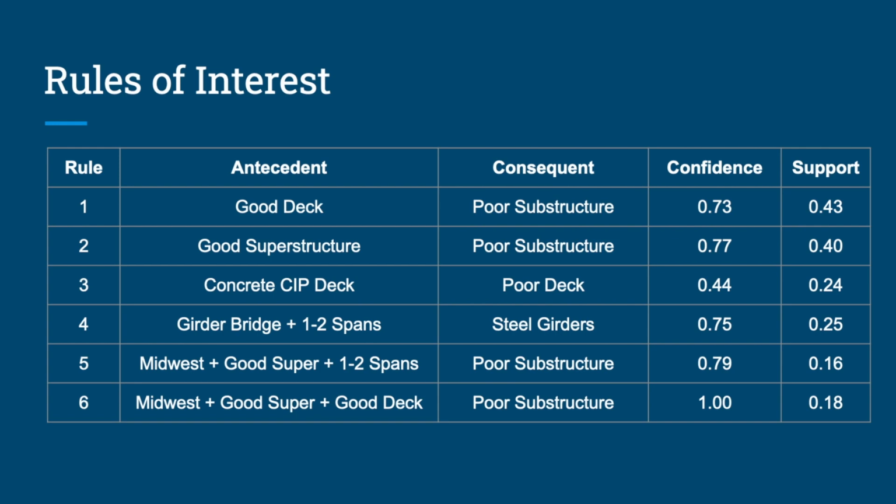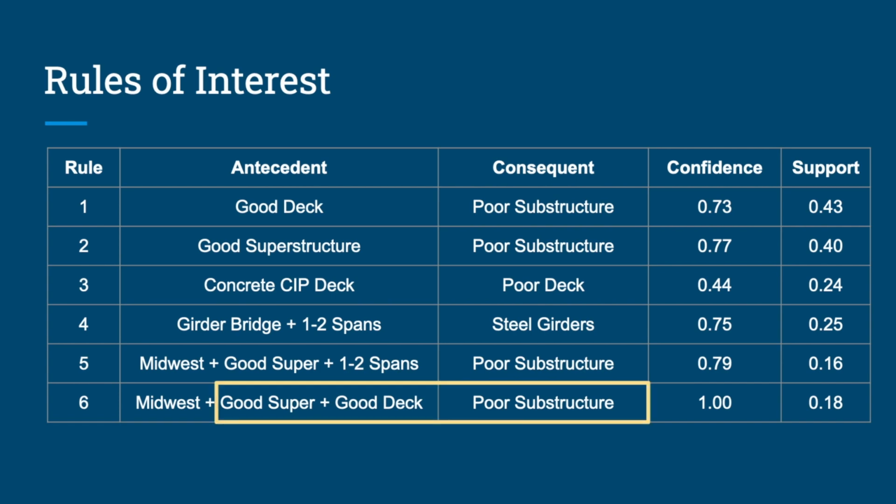So for Midwest bridges with a good superstructure that are 1 to 2 spans long, 79% of those have a poor substructure. But you have to think about how many bridges are in that particular region versus how many bridges are in the other regions, and then ask, is it proportional? Is the Midwest section just bigger? So there's more digging to be done.